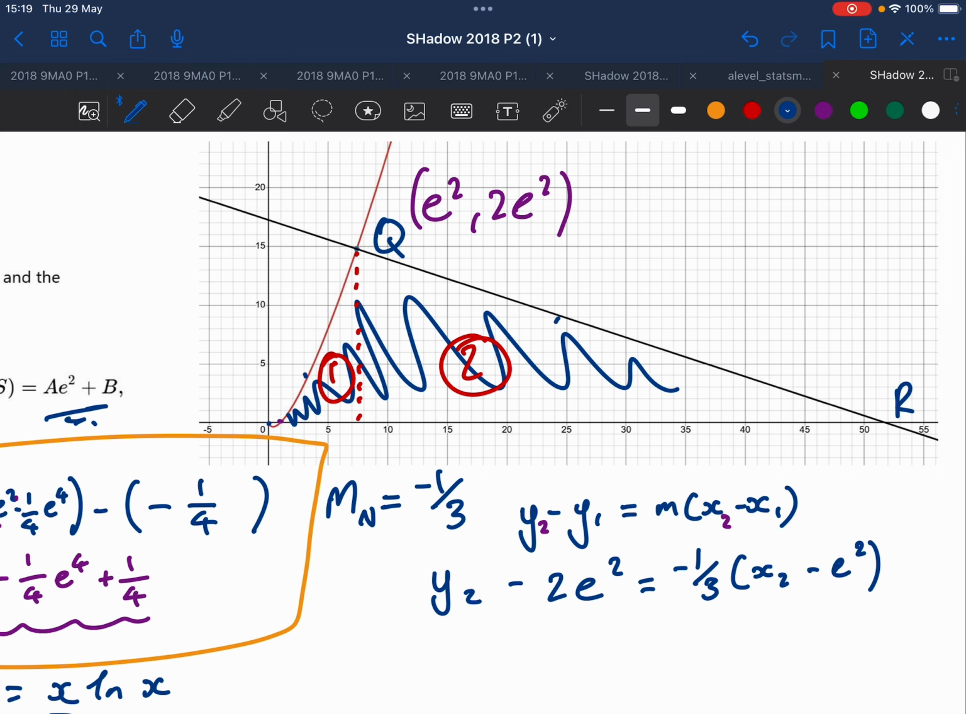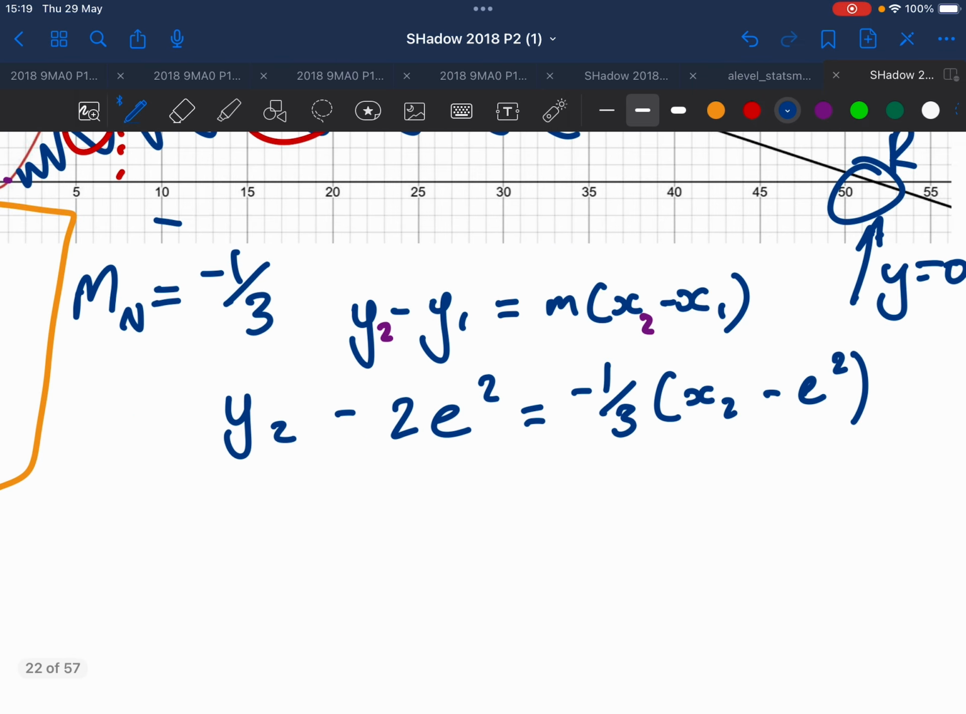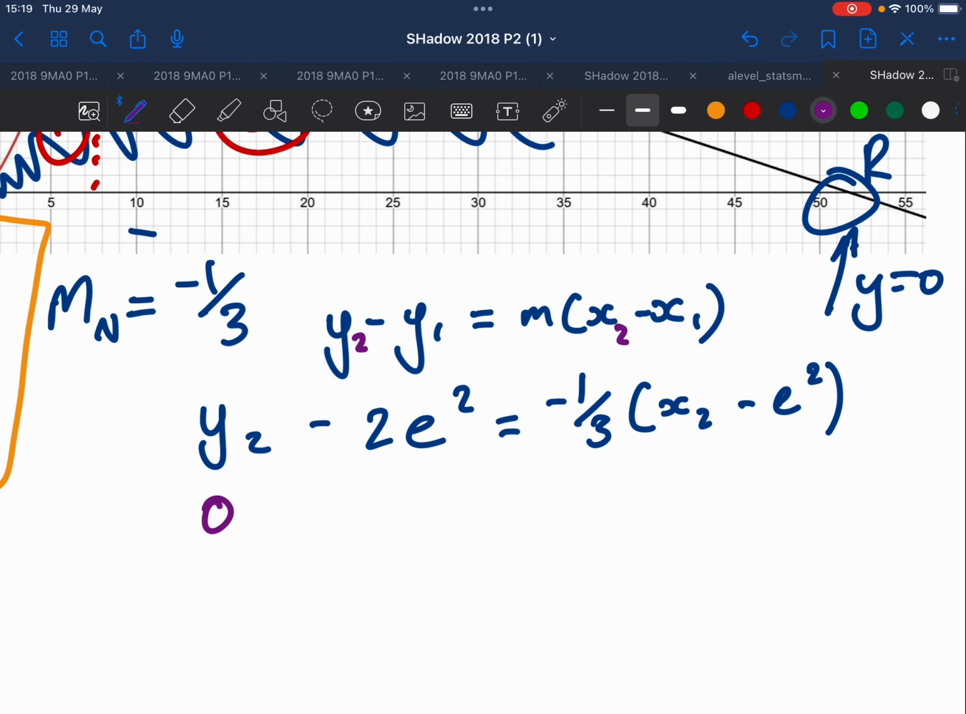Now, I've written it in this format because the whole point of why I'm doing this is I want to find this, because when I find this, then I can find that distance there and find my triangle. So I'm not looking for y equals mx plus c. I'm actually just trying to find an x value that goes with y equals 0. So now I've got this, I can sub that in here, and it's just going to save me a little bit of time. So 0 minus 2e squared equals, do we want to expand that out? No, I don't think we do. Minus a third, I'll just call it x.